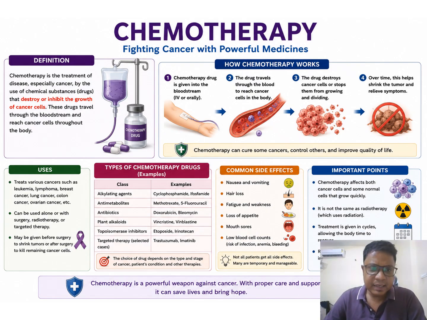It is used to treat various cancers such as leukemia, lymphoma, breast cancer, lung cancer, colon cancer, ovarian cancer, etc. It can be used alone or with surgery, radiotherapy or targeted therapy. It may be given before surgery to shrink tumors and after surgery to kill remaining cancerous cells. Okay. So, types of chemotherapeutic agents or drugs. We can classify them broadly as alkylating agents, antibiotics, plant alkaloids. These are some common examples.